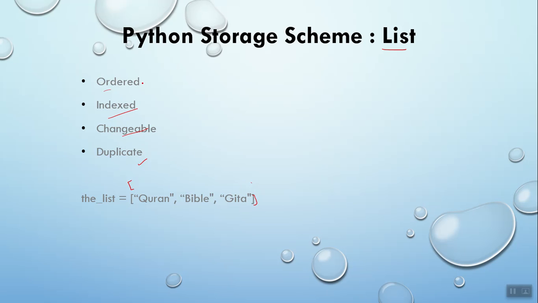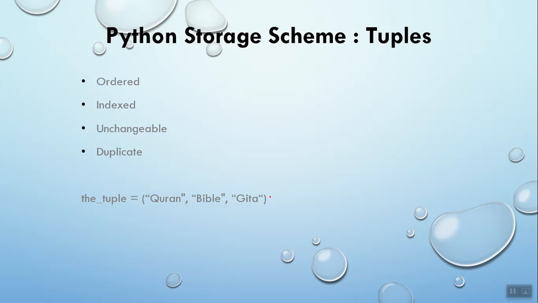Ordered basically means that it follows an order. Indexed means that this allows an index 0, 1, and 2, and so on down. Changeable means you can change the value at any time, you just have to take the index value. We will be looking at how these things work in the next video. And duplicate data means that you can put one data item two times. There is no problem. For example, Quran can be put two times or Gita can be put two times.